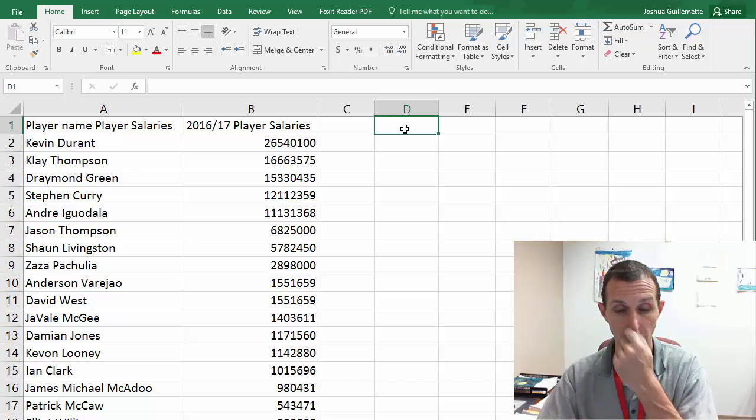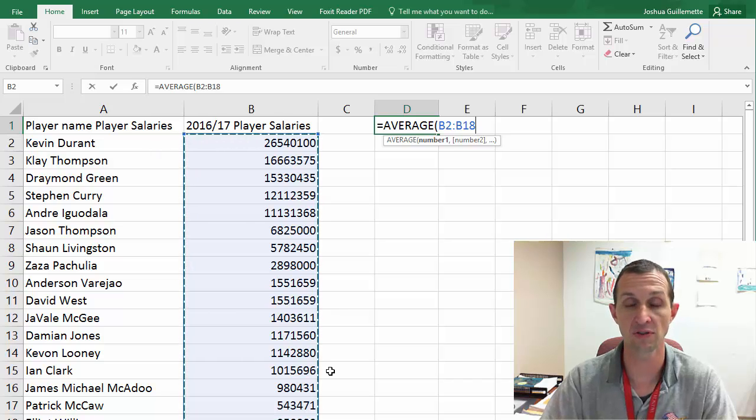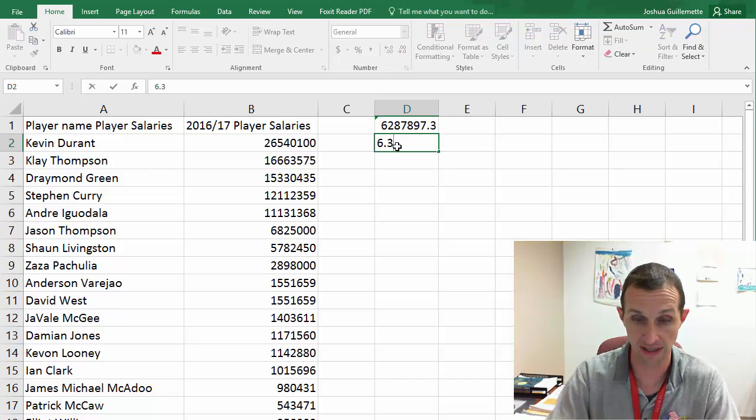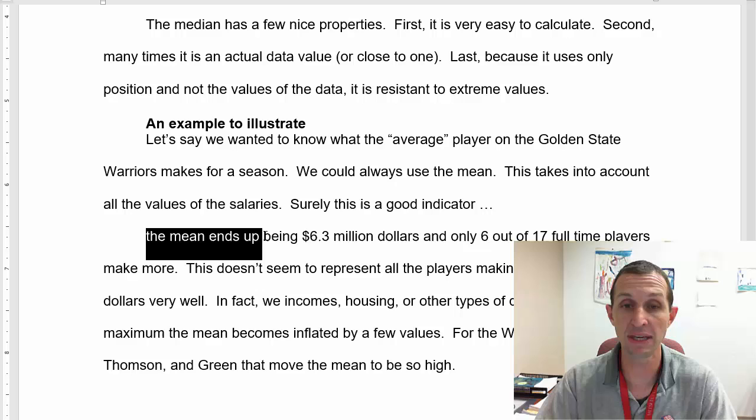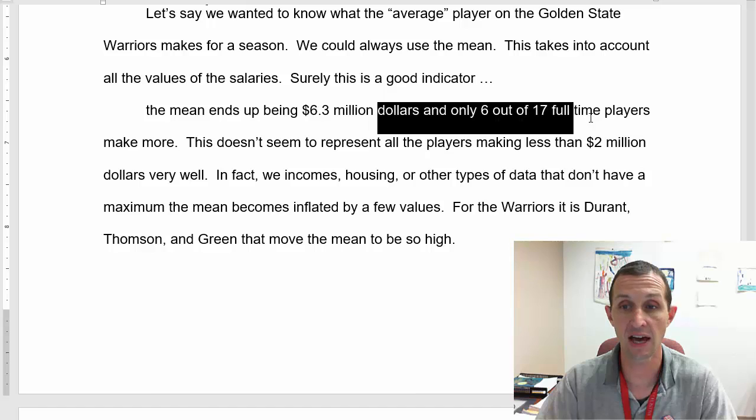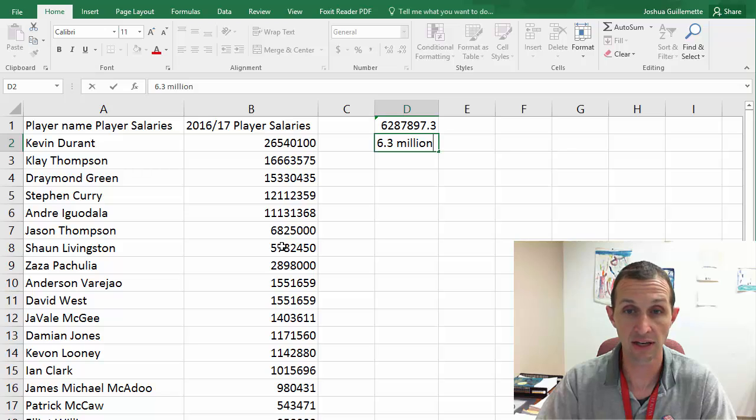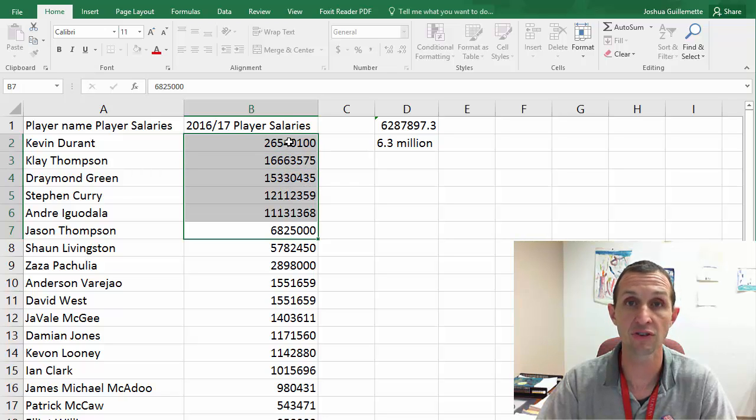All right, and so let's take a look at what happens when we take the average of those salaries right there. I get $6,287,000, right? Basically about $6.3 million. So the mean ends up being $6.3 million, and only 6 out of 17 full-time players make more. Let's go back and look, right? So here is 6.8. So Jason Thompson, Andre, Steph Curry, Draymond, Klay, and Kevin Durant.